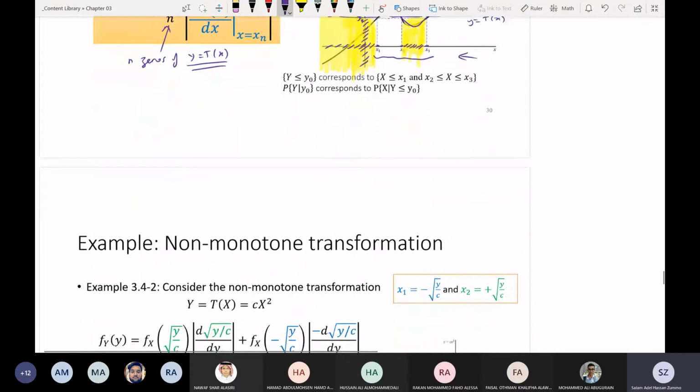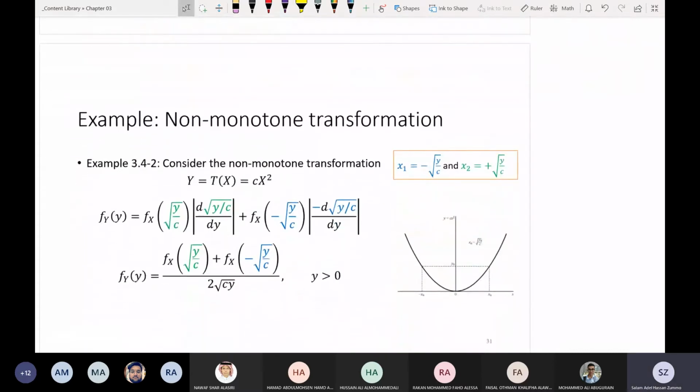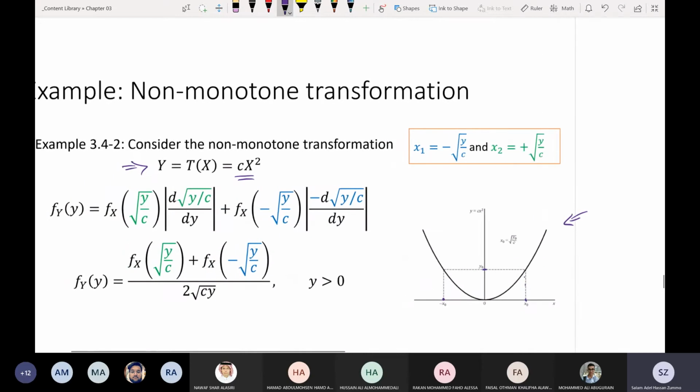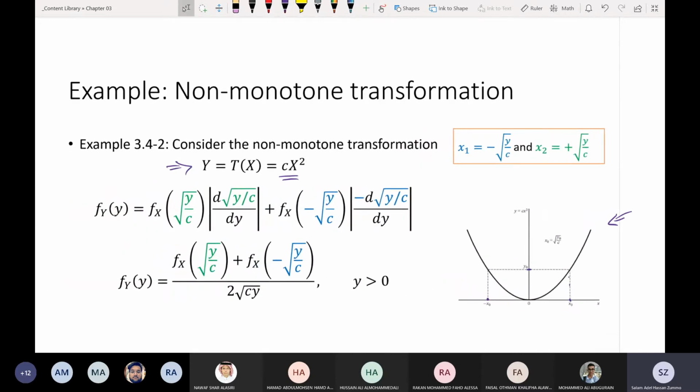Let's have an example. So we have here a non-monotonic transformation y equal t of x, which is cx squared. Okay, so t of x looks like this. So for the specific y0, we have two zeros here, or two values of x. So in general, if we have y equal cx squared, now, if we solve it, I have two zeros here.